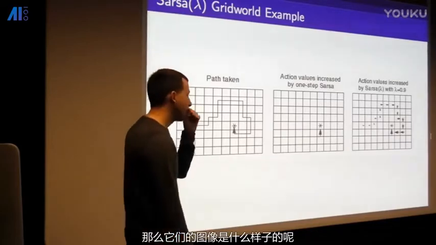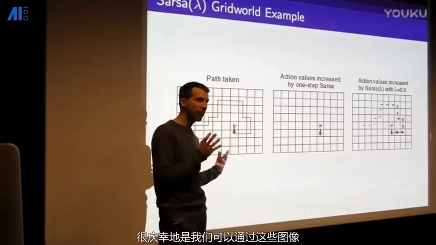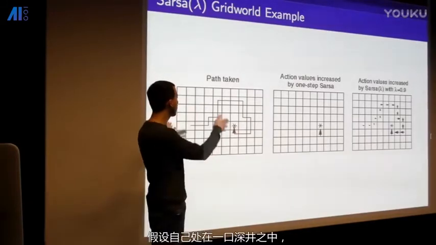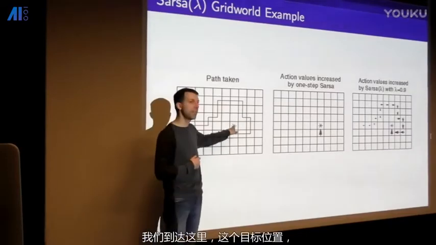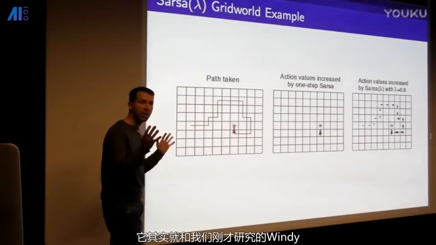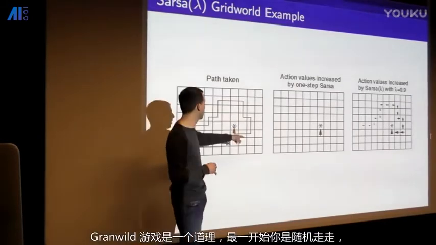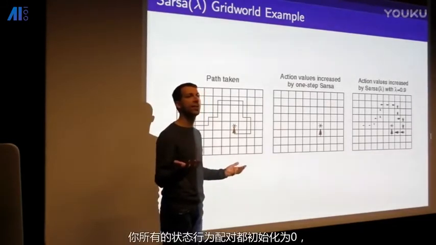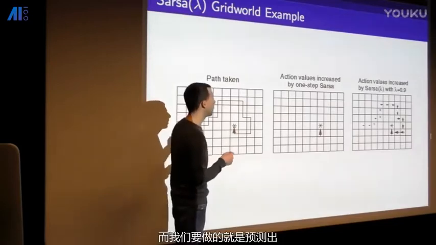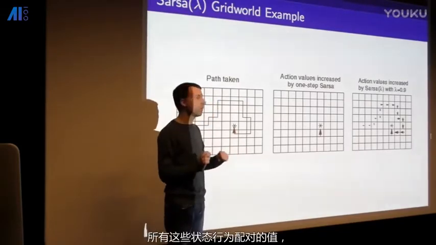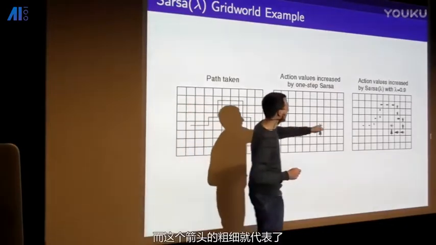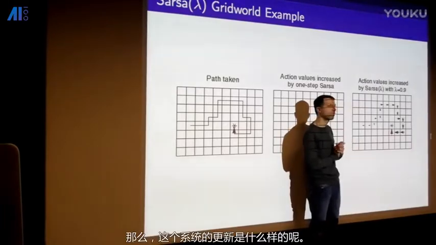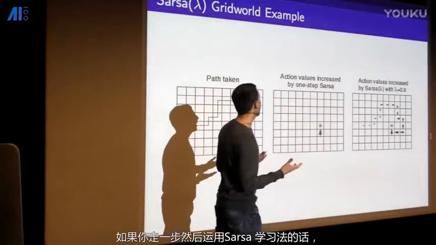So what does that look like? I think this hopefully will help to get some flavor of what the difference is between Sarsa lambda and standard Sarsa. So imagine you're in some grid world where you're trying to get from here to this goal state. This could be like the windy grid world we just looked at. And you do some random walk to begin with, and eventually you end up there. Now let's say that you start off initializing all of your state action values to 0. And now what we're going to do is indicate the value of those state action pairs by an arrow in the direction of that state action pair, and the size of that arrow indicates how big our Q value is for that particular action. So what would the updates look like?